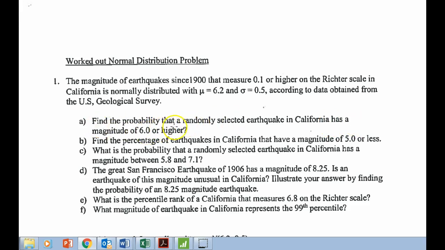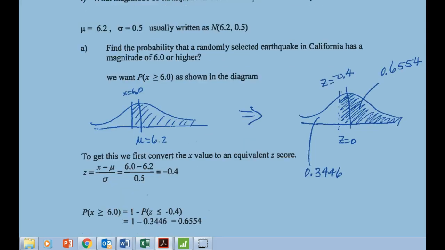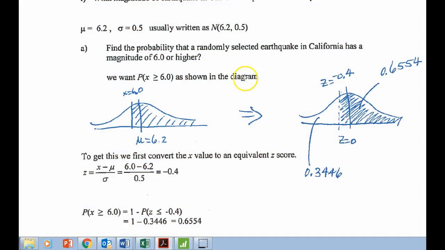Let's look at part A of this question. It asks us to find the probability that a randomly selected earthquake, so we pick one earthquake from a database or something, has a magnitude of 6.0 or higher. If I scroll down on this sheet that I am going to post, I've worked this problem out by hand.